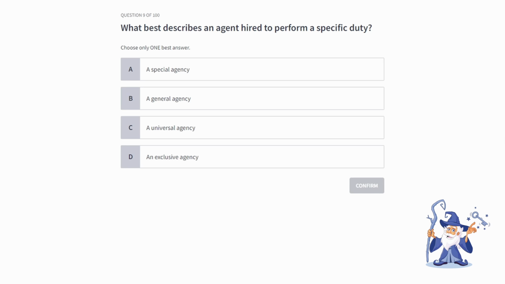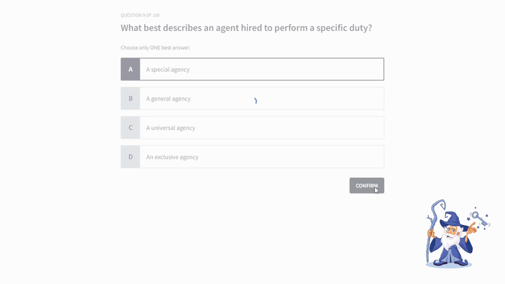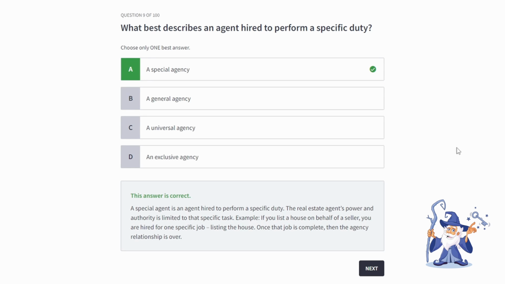Alrighty, so what is the correct answer for this one? Well, it's going to be A. That's right, A, special agency. Fun little story about that. We literally just posted an article on our website about that today. So it's a coincidence that we got this question.